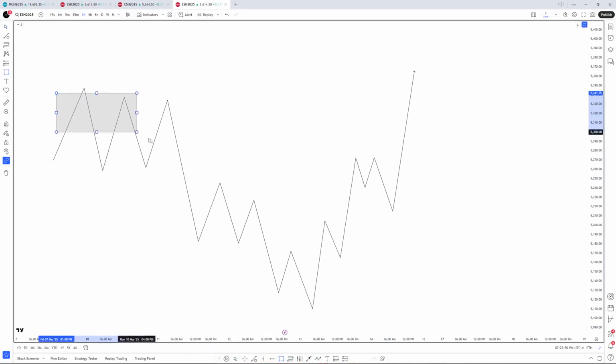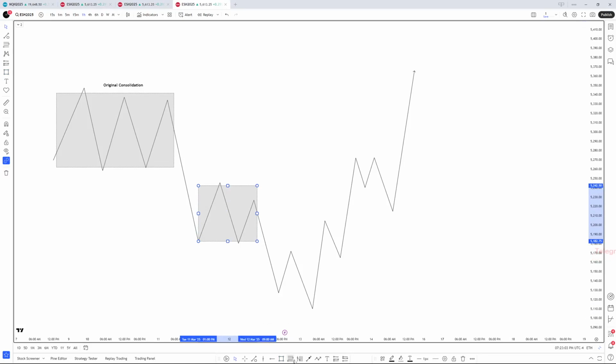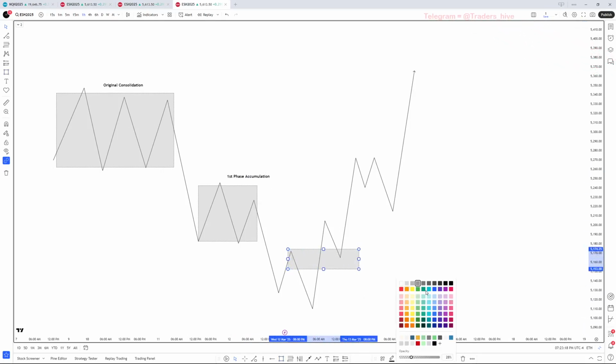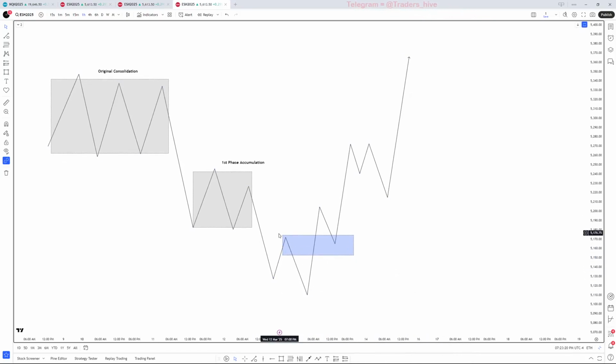You have an original consolidation. And then you have a first phase accumulation. And then you have the reversion level. But what indicates the reversion level? A TPD. Once that reversion level gets hit and expands, that's whenever you know full force, boom.